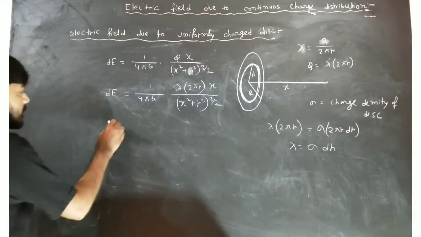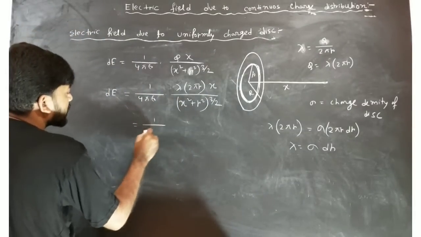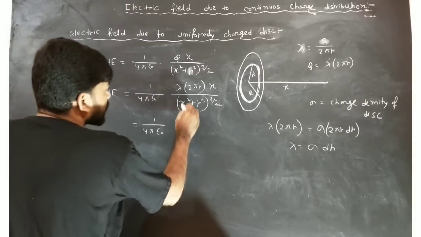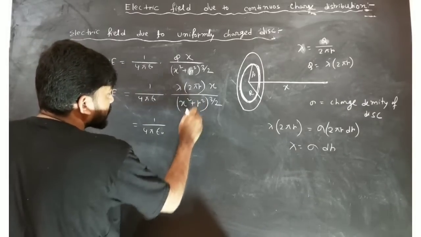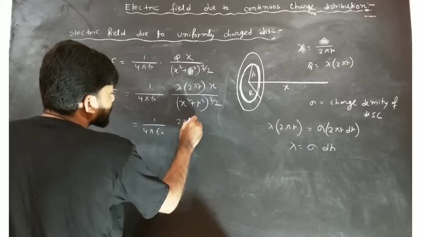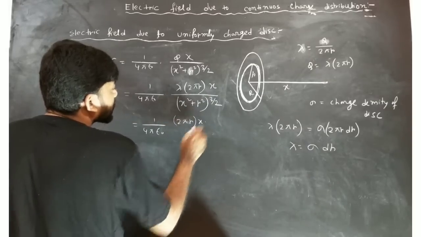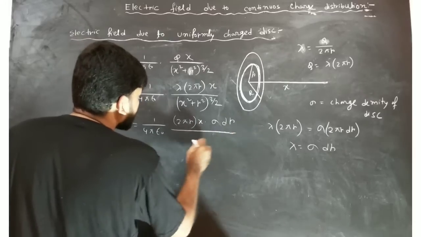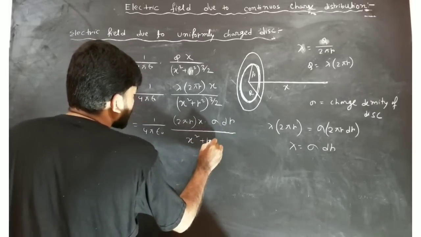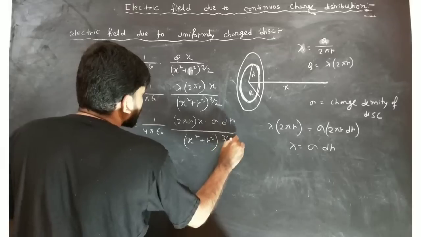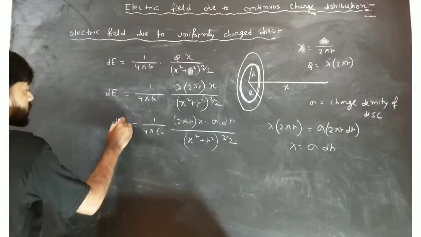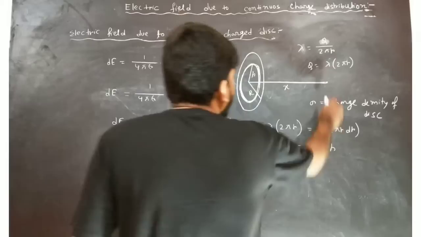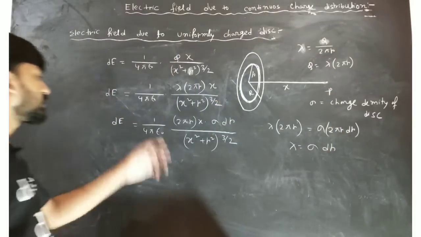So you can put here, this will be just 1 by 4 pi epsilon naught into 2 pi r into sigma dr, 2 pi r into x, into sigma dr divided by x square plus r square to the power 3 by 2. So here r is variable. So for the total electric field at this point P, we have to integrate this expression.